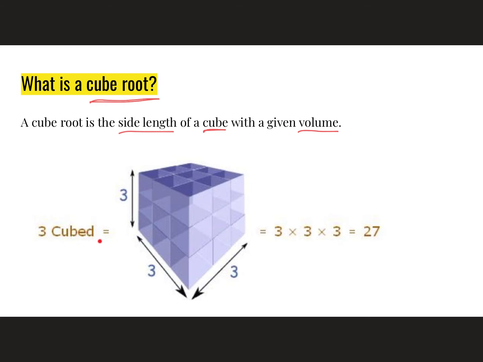So 3 cubed, remember cubed just means to the third power. So this is the same thing as 3 to the third power, and will give us 27. The opposite of that is our cube root. Let's talk about that some more.